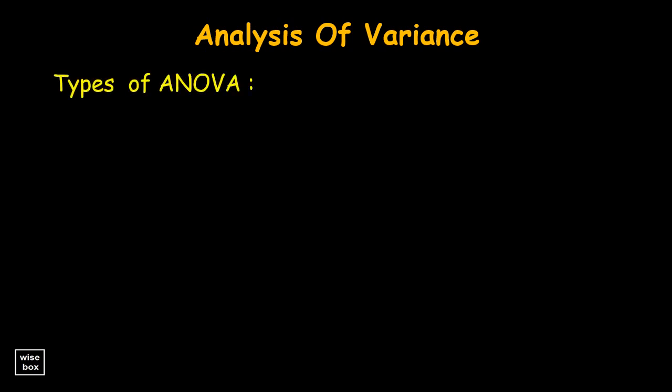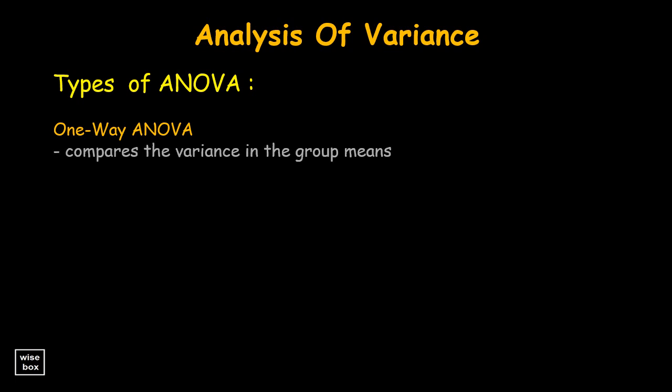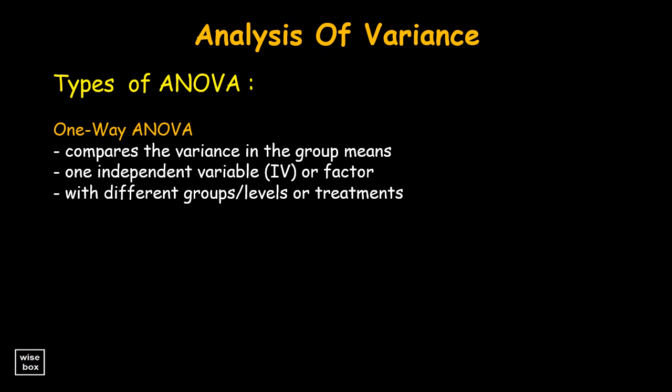There are 2 main types of Anova that are commonly used in many academic and professional research analysis: the one-way Anova, and the two-way Anova. The one-way Anova is a type of statistical test that compares the variance in the group means, while considering only one independent variable, or one factor only. The independent variable divides cases into several group levels, or treatments.